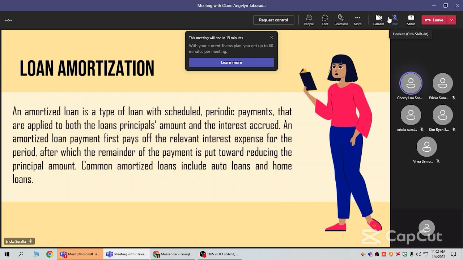Loan amortization: an amortized loan is a type of loan with scheduled periodic payments that are applied to both the loan's principal amount and the interest accrued. An amortized loan payment first pays off the relevant interest expense for the period, after which the remainder of the payment is put toward reducing the principal amount. Common amortized loans include auto loans and home loans. So, how does an amortized loan work? Next slide.